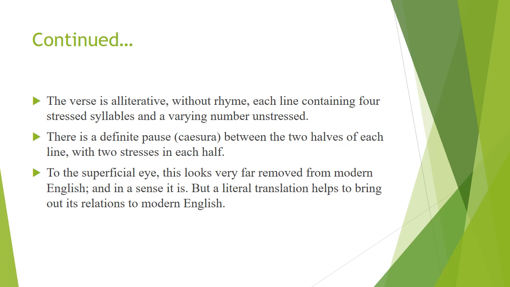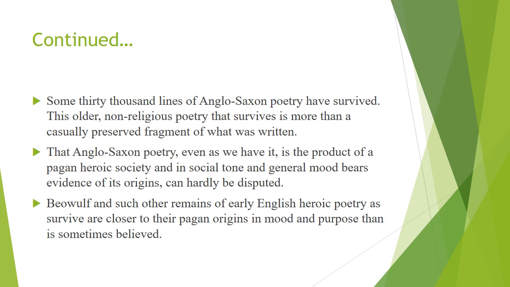If we look at this language superficially, it looks very far removed from modern English, quite different from modern English, but a literal translation helps a lot to understand this language. Students, only some 30,000 lines of Anglo-Saxon poetry are extant, and this is older non-religious poetry, and it is definitely the product of pagan heroic society. And Beowulf and other remains of early English poetry are closer to their pagan origins in as far as their mood and purpose is concerned.